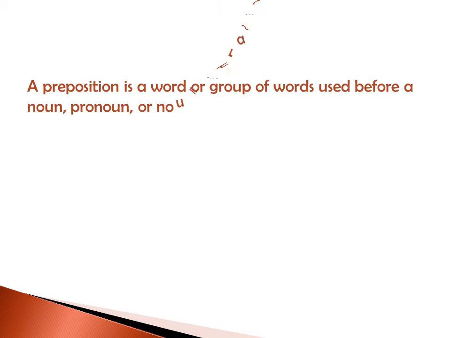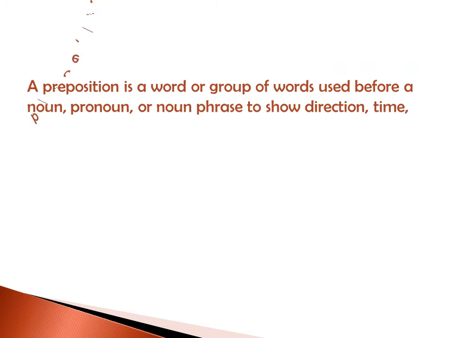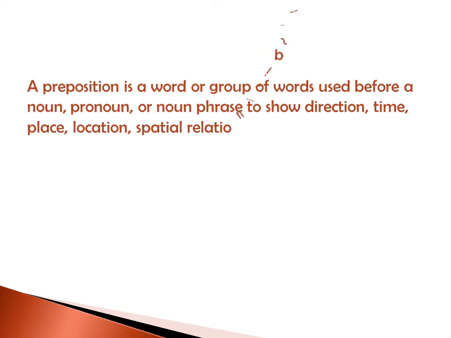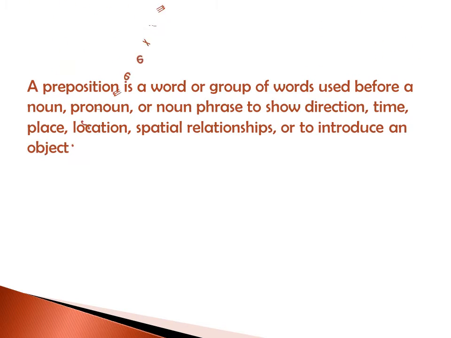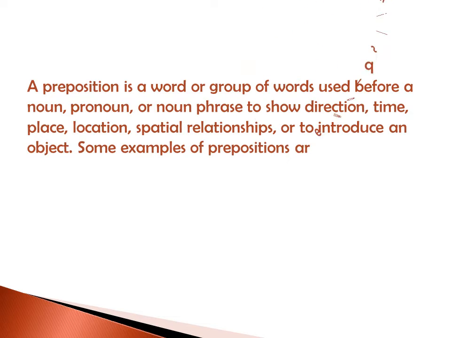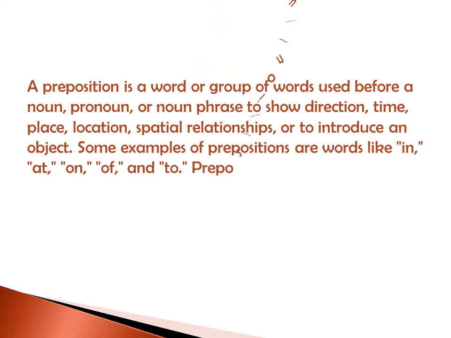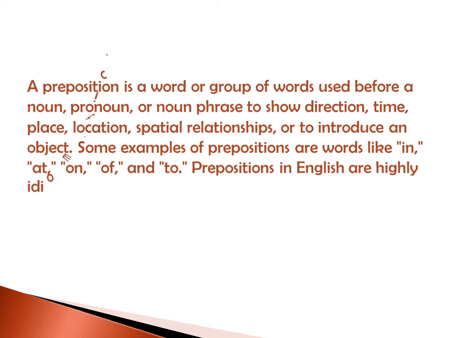A preposition is a word or group of words used before a noun, pronoun, or noun phrase to show direction, time, place, location, spatial relationships, or to introduce an object. Some examples of prepositions are words like in, at, on, of, and, to. Prepositions in English are highly idiomatic.